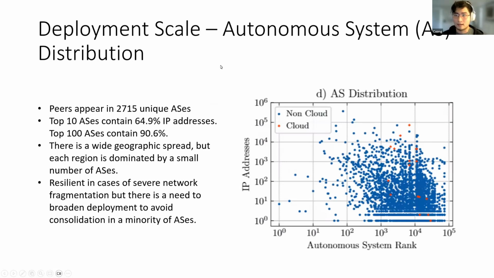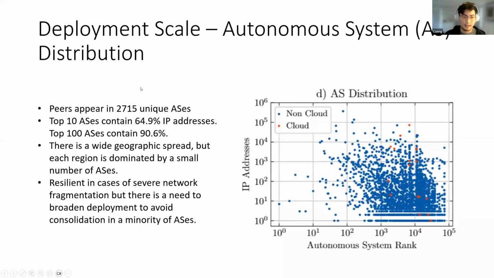Next, let's look at the distribution of autonomous systems. In this graph here, the x-axis is the rank of the autonomous system, and the y-axis is the number of IP addresses in each autonomous system. Notice that the axes are in log scale. So you can see that the first 10 to the fourth, the first 10,000 autonomous systems hold the most number of IP addresses, and the ones from 10 to the fourth to 10 to the fifth have only around 10,000 IP addresses.